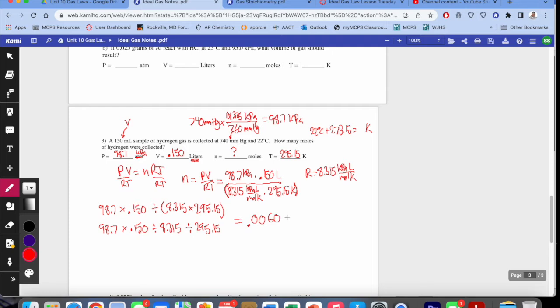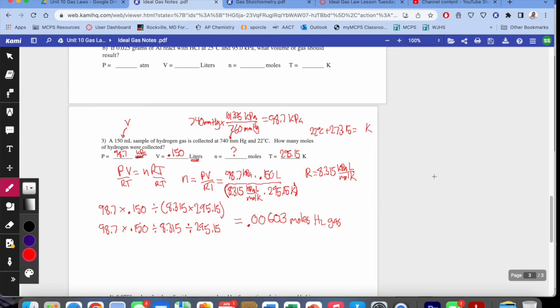0.0060, and one more digit, 3 moles, right, of H2 gas. Okay, so there it is. So that's the way we would solve the problem. In other words, I would find my various terms with the proper units, rearrange the ideal gas law, and then I would plug and chug.